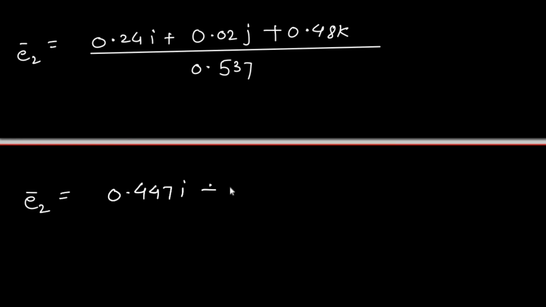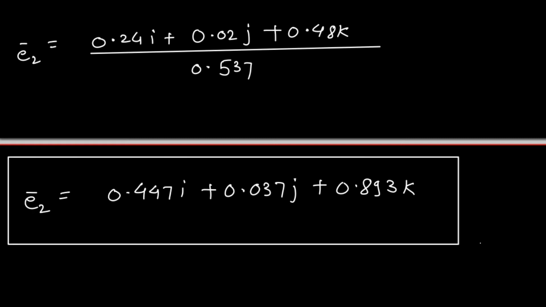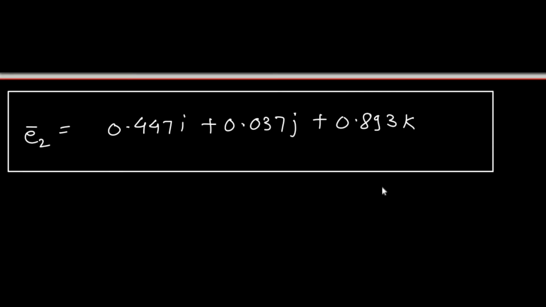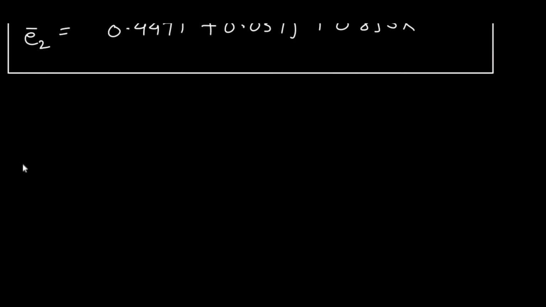0.447i plus 0.037j plus 0.893k. So in this way we are getting the unit vector along that line. Now similarly we will calculate the unit vector along the third line, that is E3.